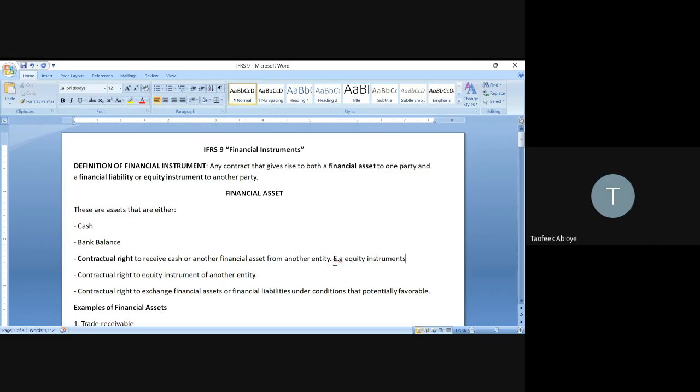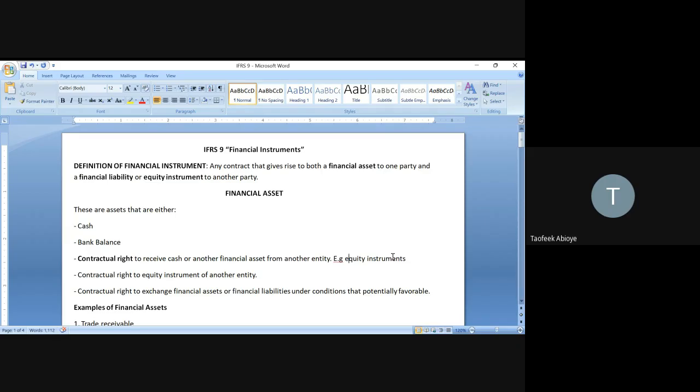That means with that equity instrument you have, you can sell it. When you sell it, then you can collect cash. Then if you like, you can exchange it with another equity instrument. An example is an equity instrument in First Bank. Now I have an equity investment in First Bank. Fine, it is a financial asset in my book.